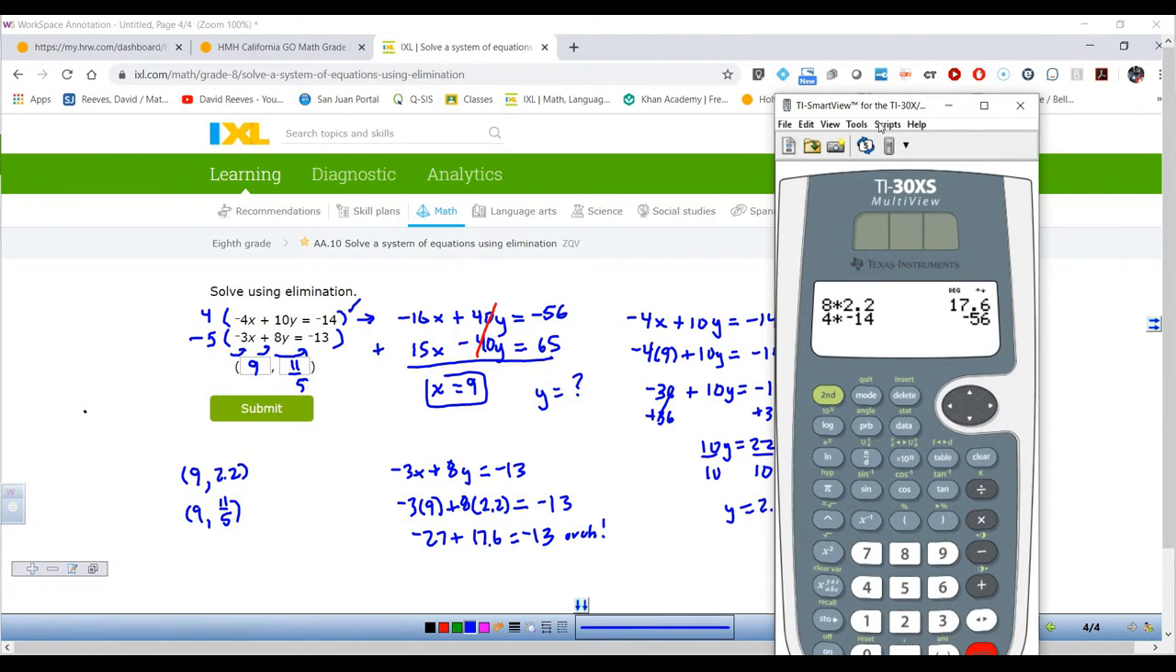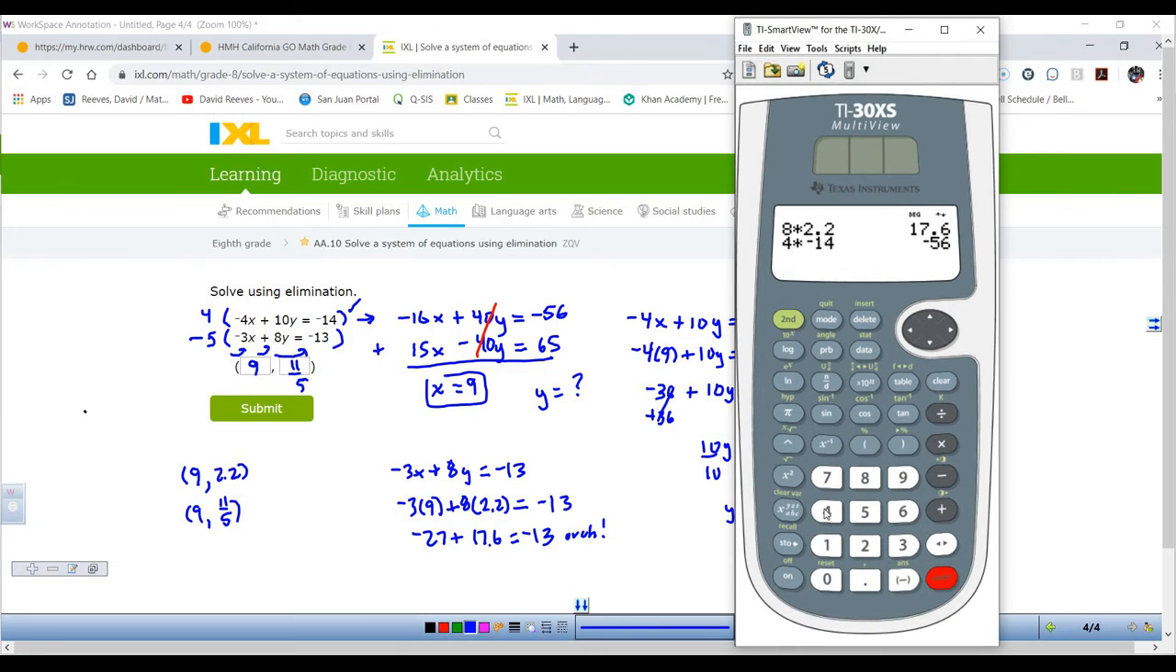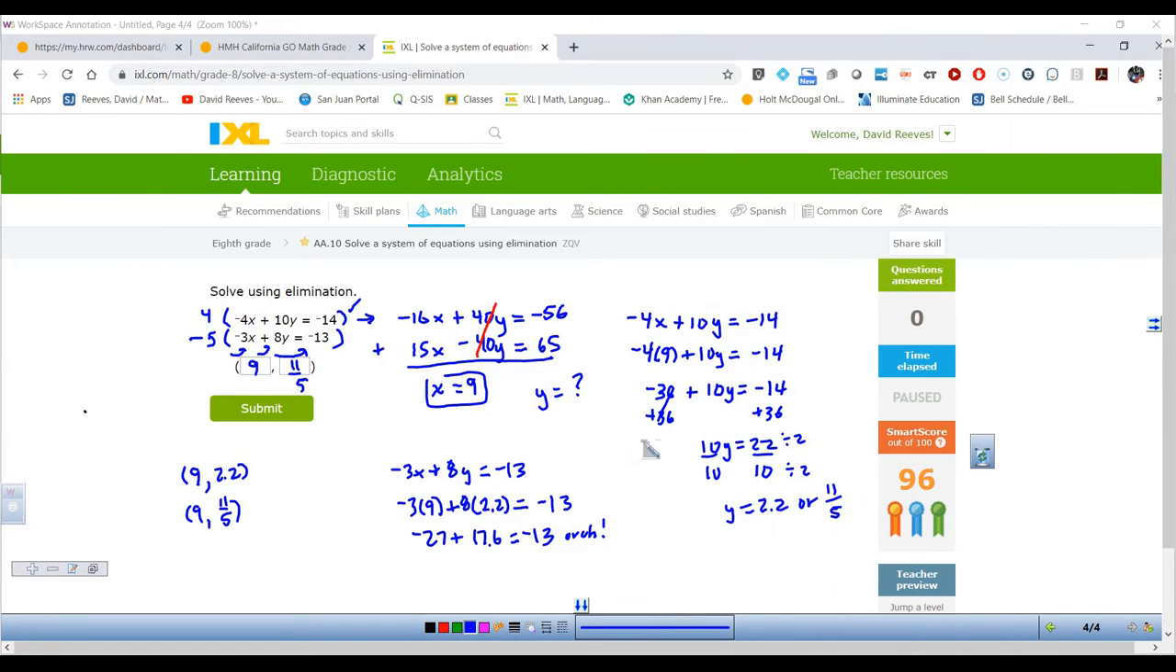I'm pretty sure that's right, right? We have a negative 5 times a negative 13, and I get a positive 65. Okay, so far I'm not seeing any mistakes. Here we go. Then I'm going to add these together. So negative 16, there it is.